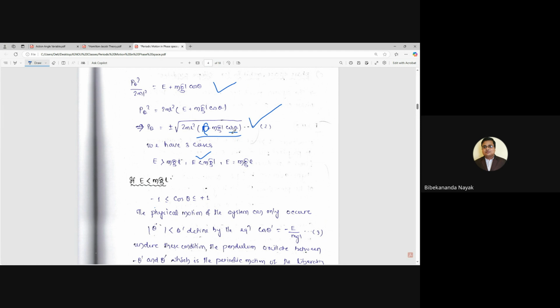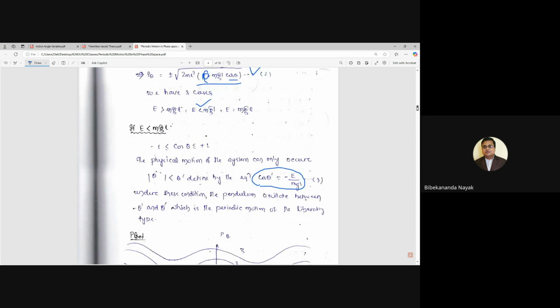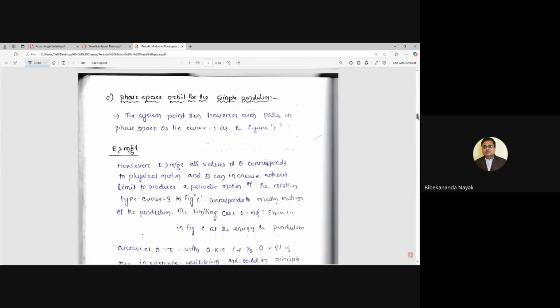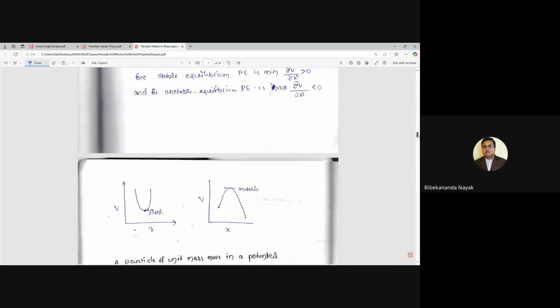Comparing E plus mgl cos theta, the periodic motion occurs only if theta is less than theta prime, where cos theta equals minus E by mgl. Under this condition, the pendulum oscillates between minus theta prime and theta prime. Cos theta has minimum value -1 and maximum value +1. Setting momentum to 0, we get cos theta. This is the picture. We can solve it in a simpler way, so I don't go into that. The case E greater than mgl is not needed, not in our syllabus.